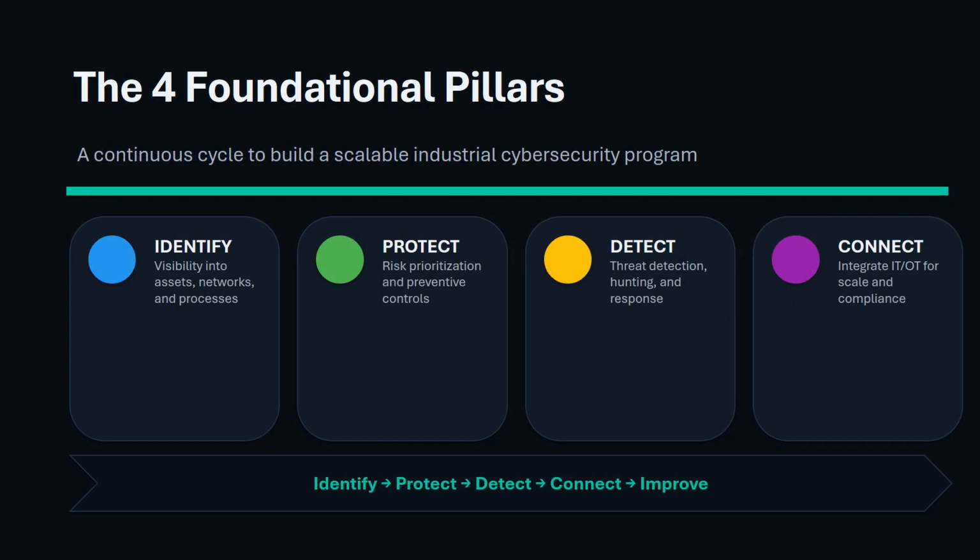The 4 foundational pillars form a continuous cycle for scalable industrial cybersecurity. They are identify, which gives visibility into assets and processes; protect, for risk prioritization and preventive controls; detect, for threat detection and response; and connect, to integrate IT and OT for compliance and scale. This cycle repeats to drive ongoing improvement.